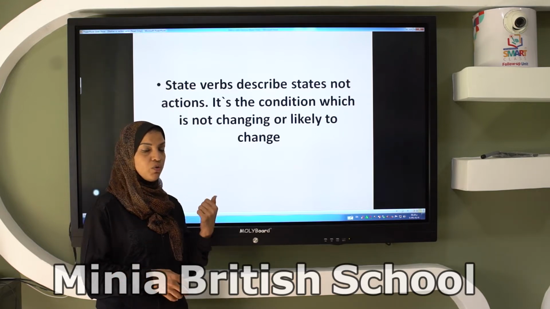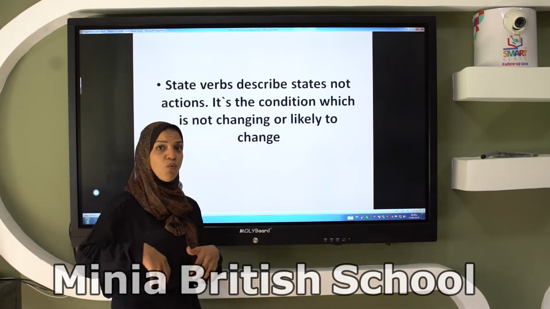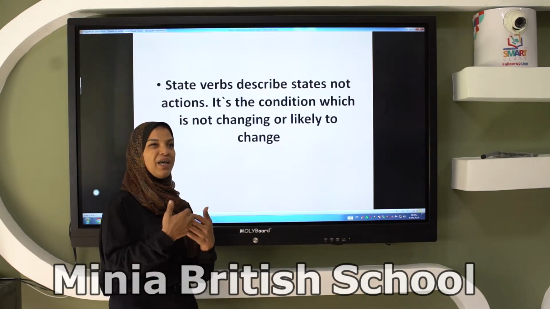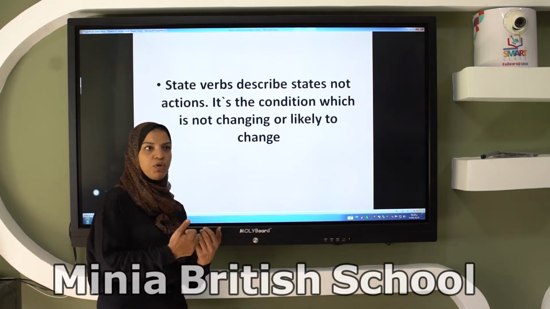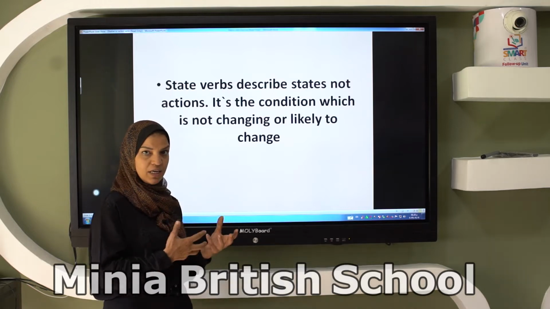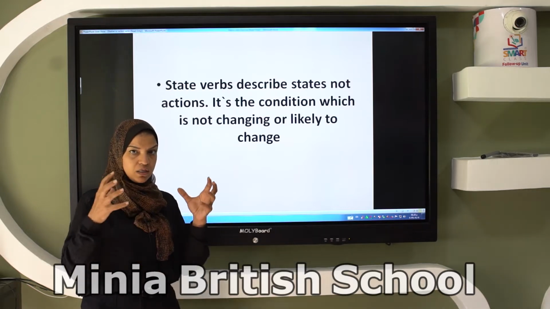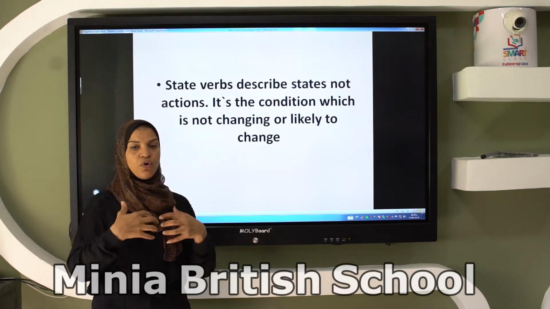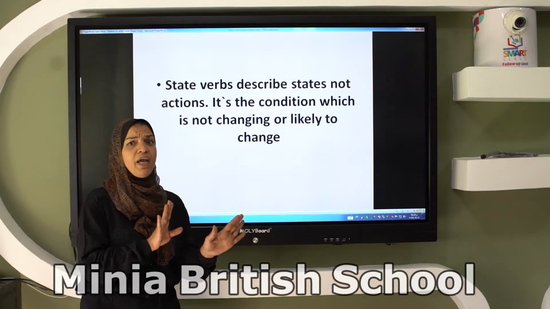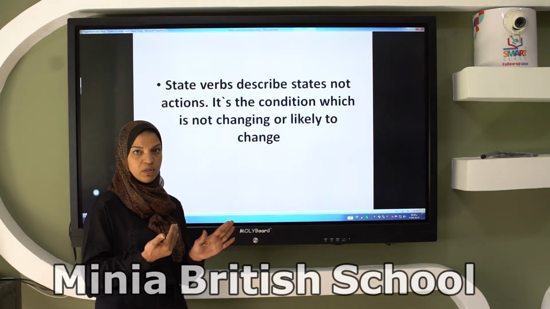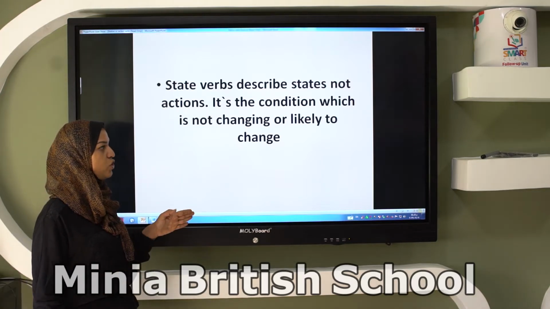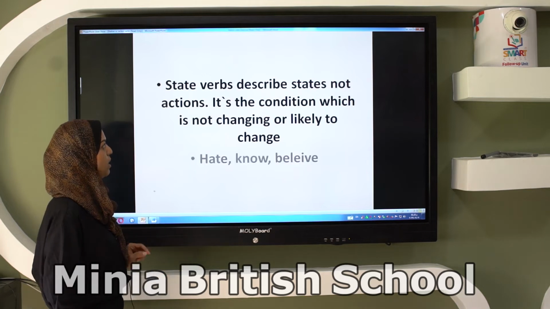So usually we use the stative verbs in order to describe how we feel, maybe how we think about something, whether we agree, whether we disagree, whether we believe, we suppose something. So these stative verbs give us a state of mind or a state of emotion. You got it? That's why we call it stative verbs. You don't have to make any move in order to explain what that verb is. So it's a condition which is not changing or likely to change.